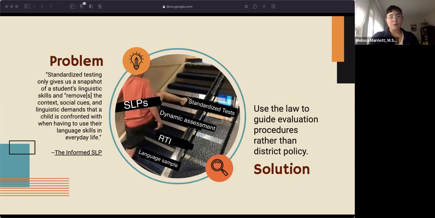Okay, so I would be remiss if I did not first mention the fact that we as speech language pathologists are often really pushed to skip over some of the more accurate diagnostic tools like language sample analysis and dynamic assessment in favor of standardized evaluations that attempt to quantify disorder in some way.